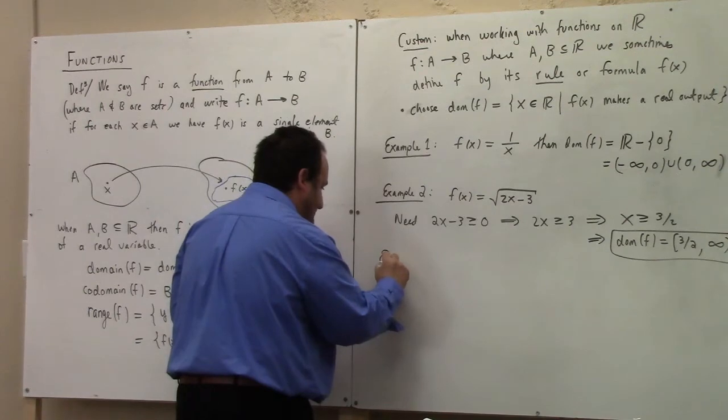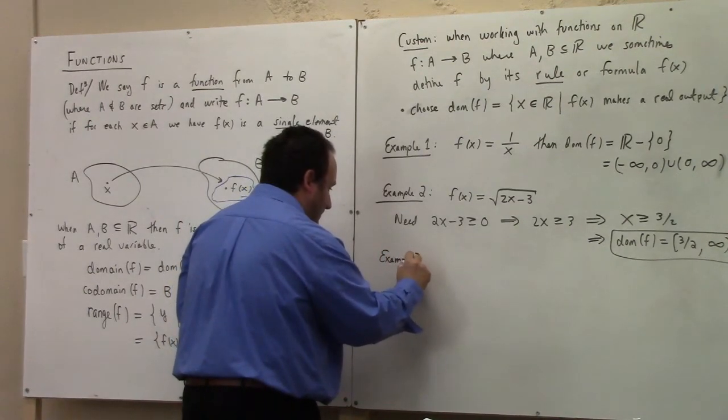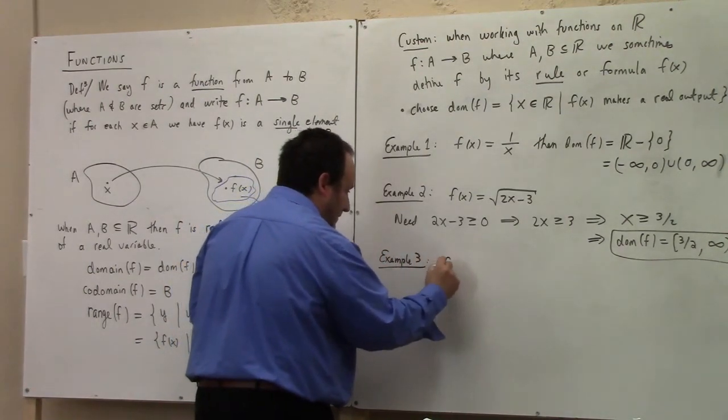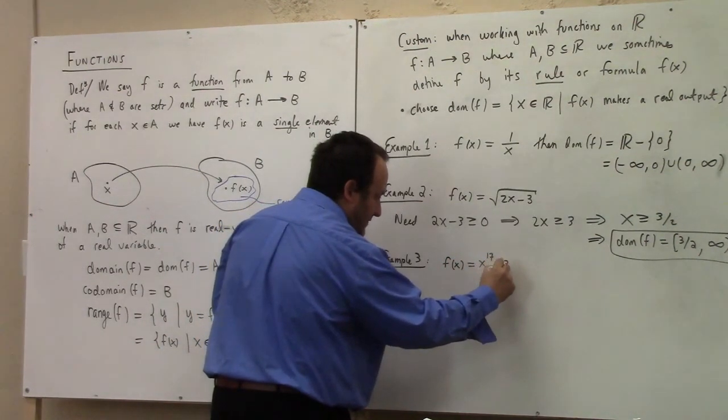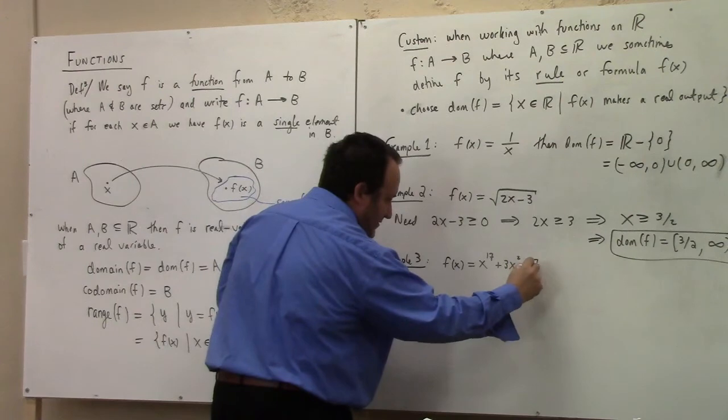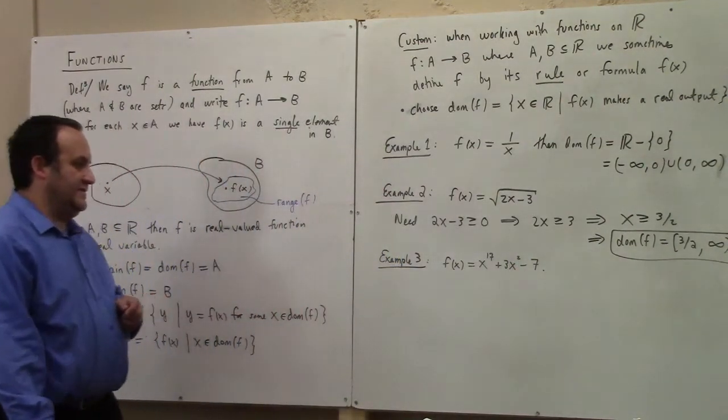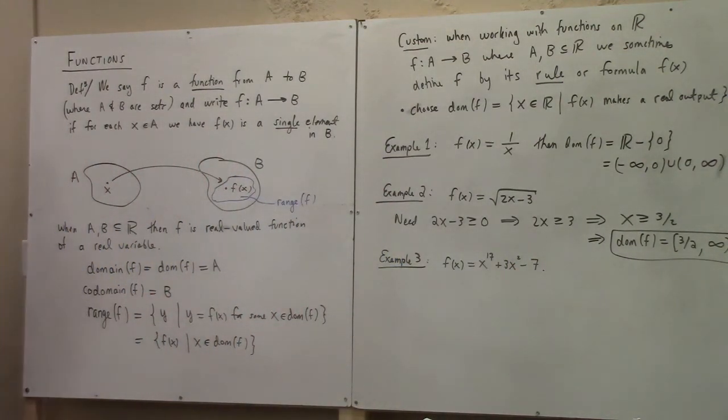Another example, f of x equals x to the 17th plus 3x squared minus 7. So this is an example of a polynomial function. This is a polynomial function of degree 17. Great. So what's the domain of f?